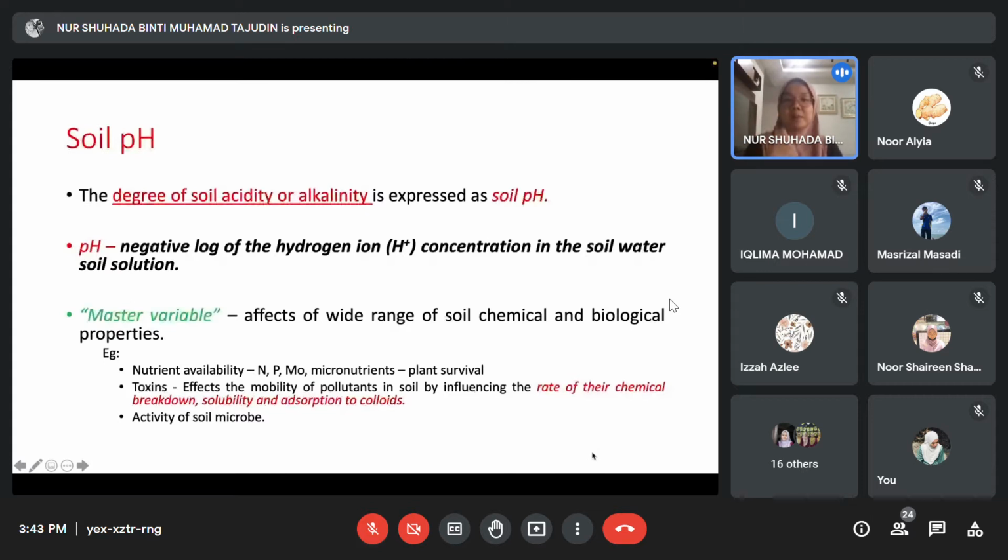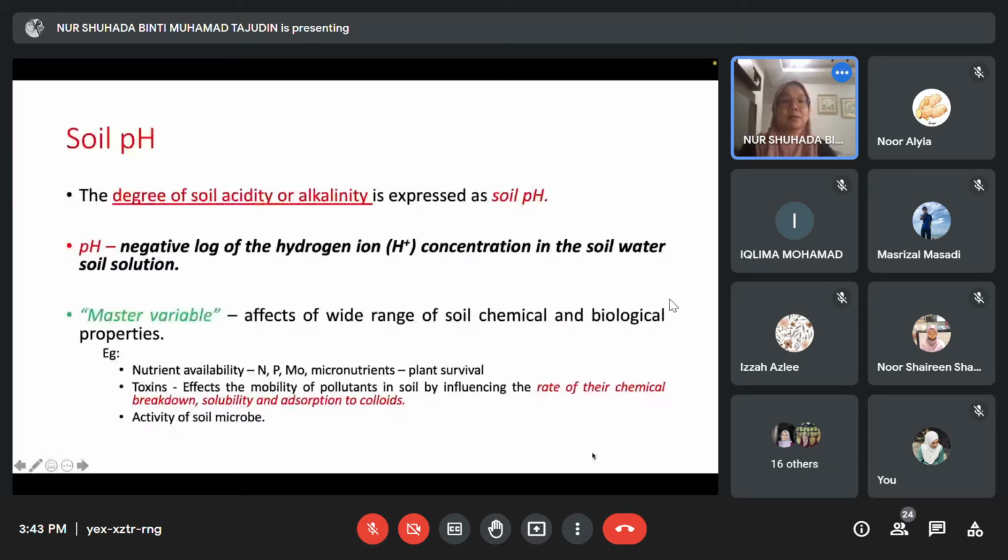When you check the soil pH and it is acidic, for example the reading is 4, you know something is not right with your crop. Something won't be right for your nutrients, something won't be right for your biological properties, which is the microbes. Because pH determines almost everything. pH reading reflects all the other properties. Dulu saya pernah tunjukkan yang pH determines the nutrient availability.